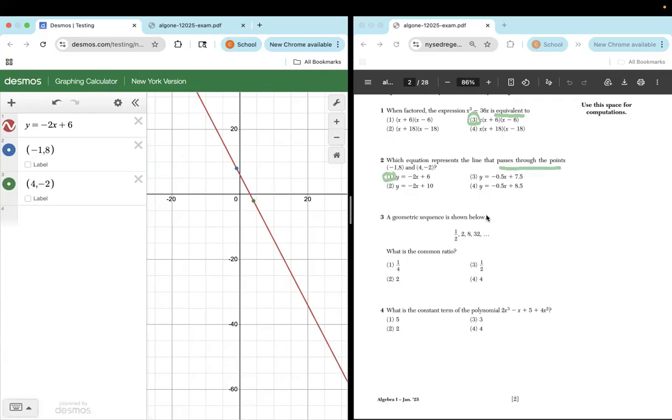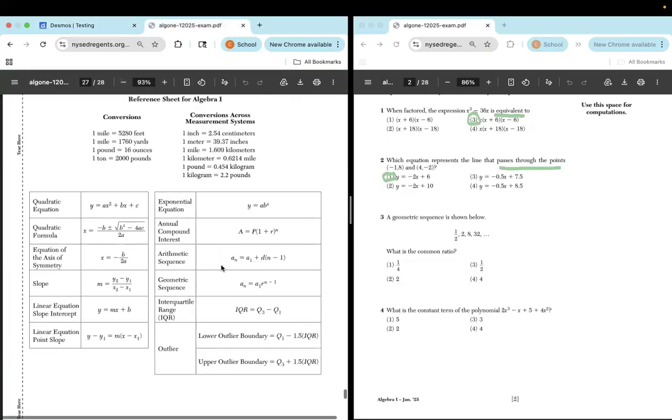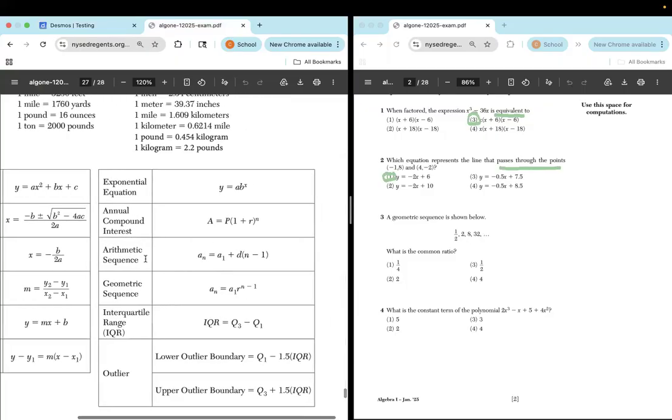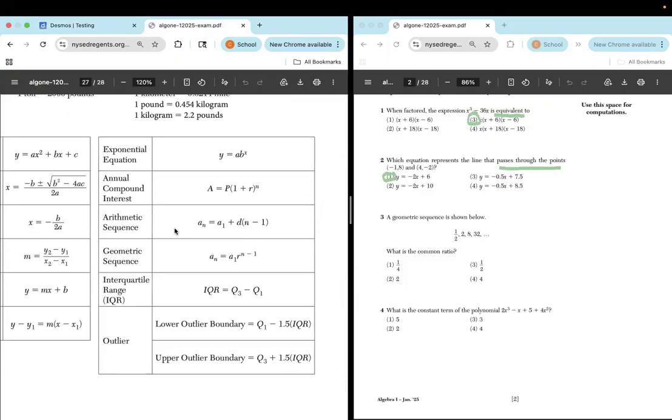Okay, question three. A geometric sequence is shown below. What is the common ratio? One thing to note is that there's a section of our reference sheet which has some formulas that work with sequences. So for a geometric sequence, the formula's here. We won't really need to use this formula for this question, but it's just something to know that we have that information on the reference sheet.